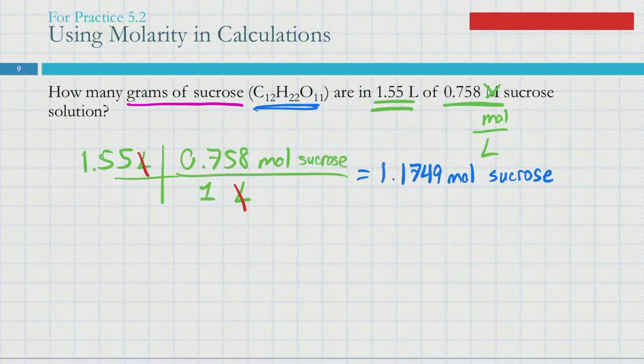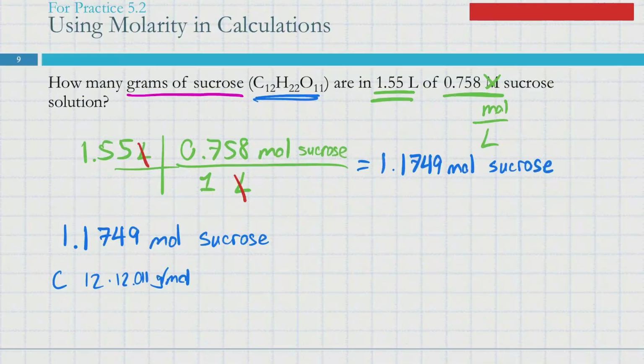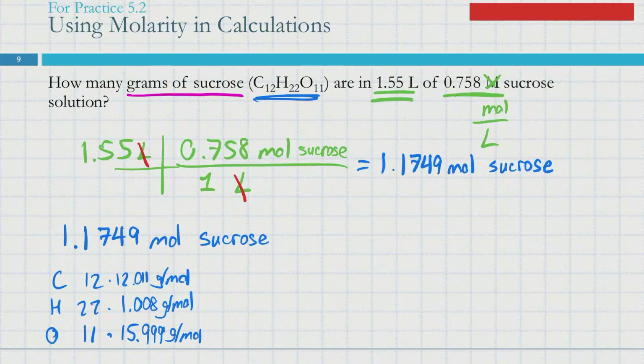Can we go from moles of sucrose to grams of sucrose? We sure can. What do we need to do that? Molar mass. So we'll have to calculate a molar mass for sucrose. For carbon, we've got 12 with about 12 grams per mole each. We've got 22 hydrogens, about 1 gram per mole each. And we've got oxygen, 11 of those, with just shy of 16 grams per mole each. Sum those up.